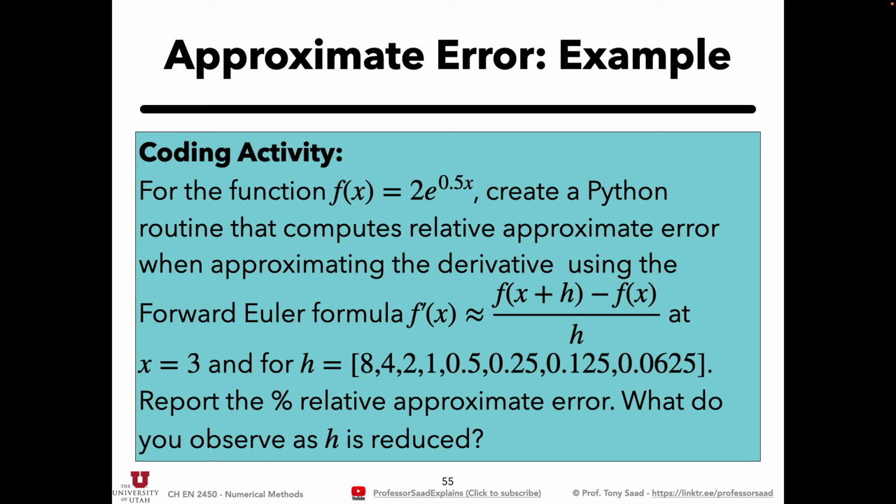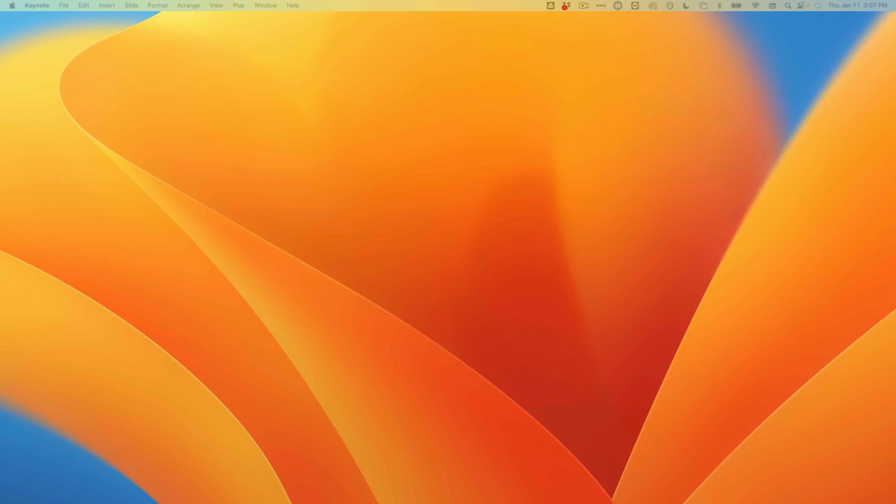Again, for that same function, 2e to the half x, the objective is to create a Python routine that computes the relative approximate error when approximating the derivative using the forward formula at x equals 3. But now I have a wider range of values for h: 8, 4, 2, 1.5, all the way to 0.0625. And I want to report the percent relative approximate error. Get your Python up and ready, and I'm going to do the same over here, and I will guide you through it.